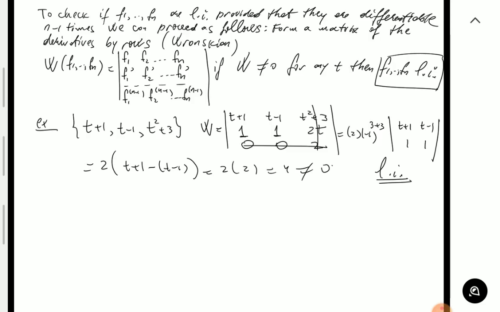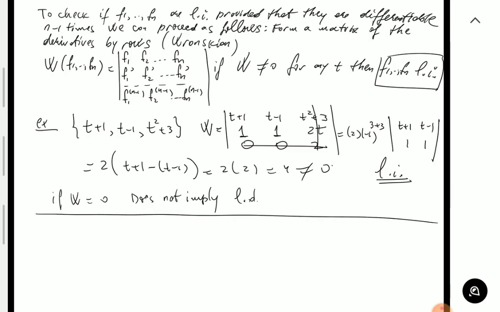So if W is equal to 0, that does not imply that those functions are linearly dependent. There is a counterexample. I don't know if it's actually worthwhile to go through it. Let me think a little bit. I'm going to come up with an easy example maybe. Yeah, let's look at the counterexample just for the sake of it.